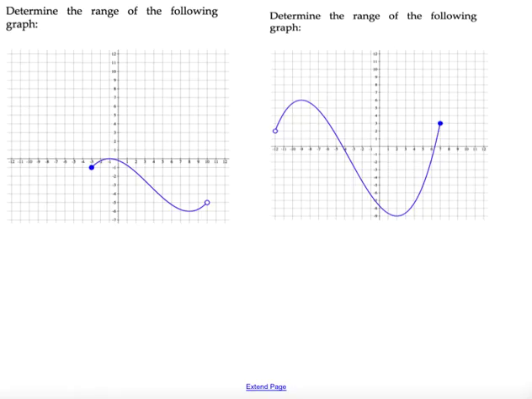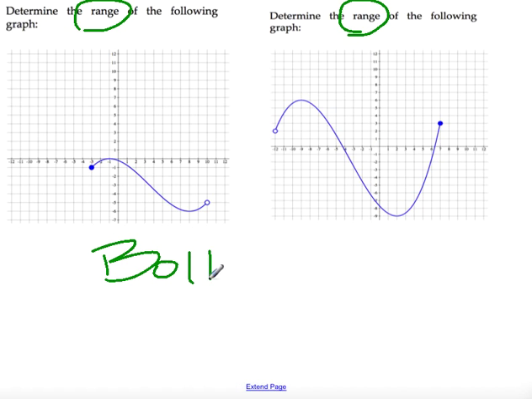Now we move to the range. So when you get your Delta Math, you have to pay attention to what the question is asking. So the range is the Y values. So we have to go from bottom to top. Okay, so it's bottom, comma, top, or the highest number.